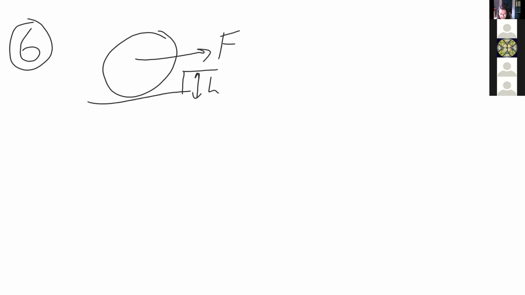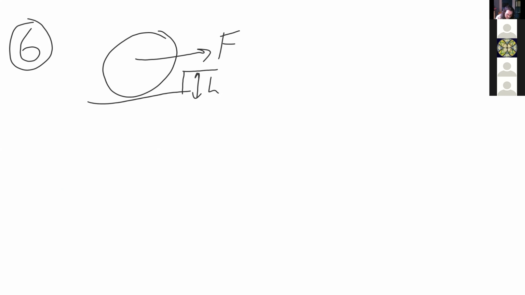Okay, so next problem, we've got a wheel. We're trying to get this wheel up a step. The step has a height of h, and we're applying a force to the wheel to get it up that step. And we're told the wheel has mass.